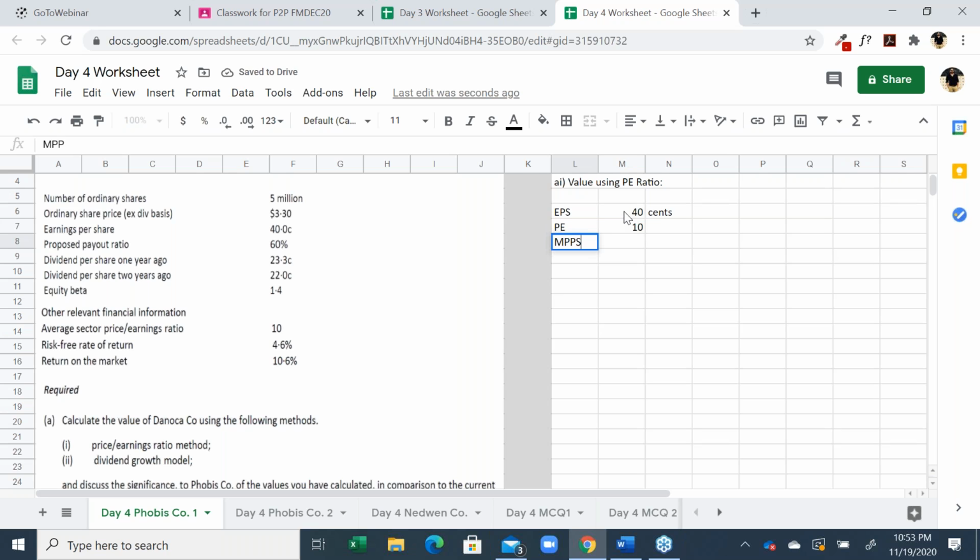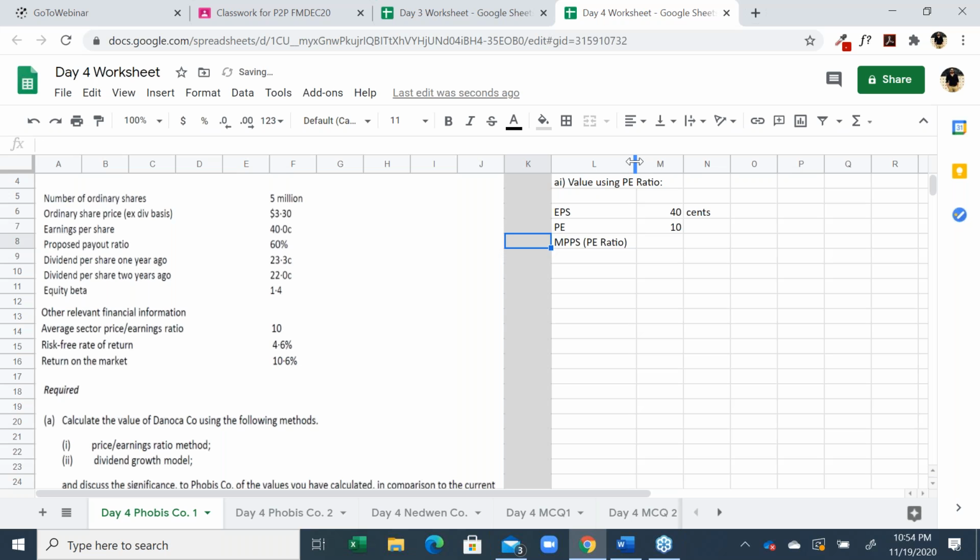So the market price per share using PE ratio will be equal to 10 times of the earning per share, 40 into 10. The answer will be in cents, but it's better that we write it in dollars. So let me divide it by 100 to get it into dollars, and you can say it's $4 per share. But that's not the total value of the company, that's the per share value using the price earning ratio.